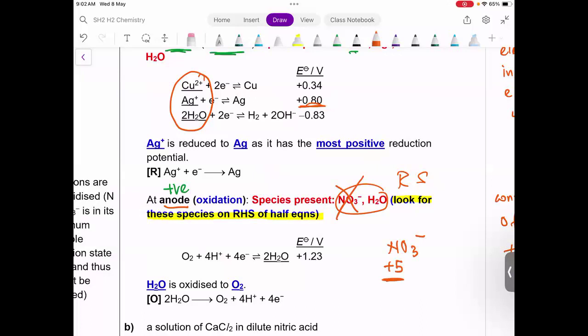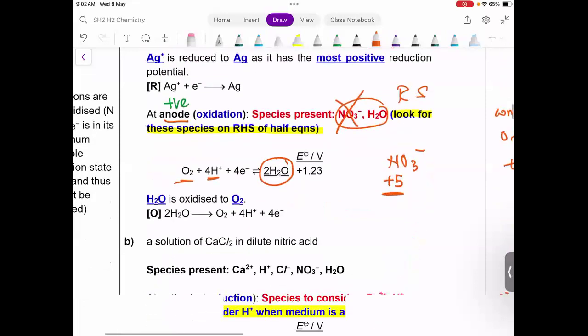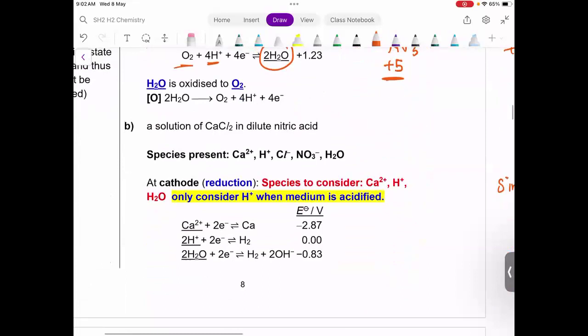Not all non-spontaneous reactions can be driven by a battery. There's only one choice, which is water, and it will be oxidized to oxygen gas. The rest you can read on your own.